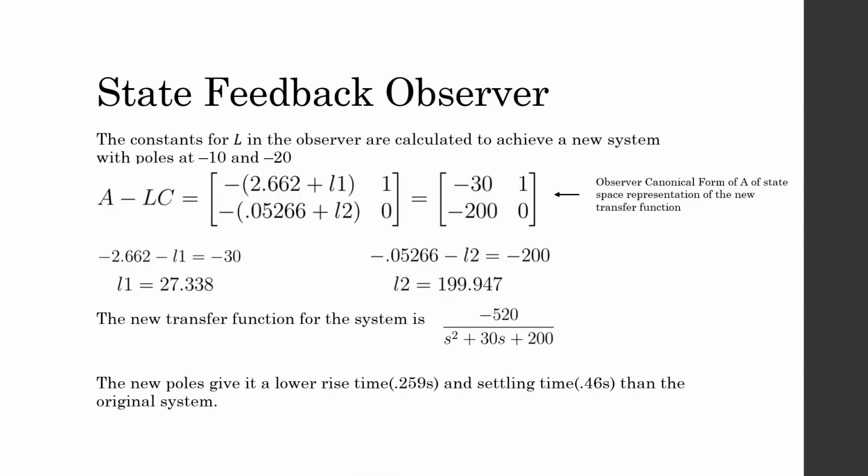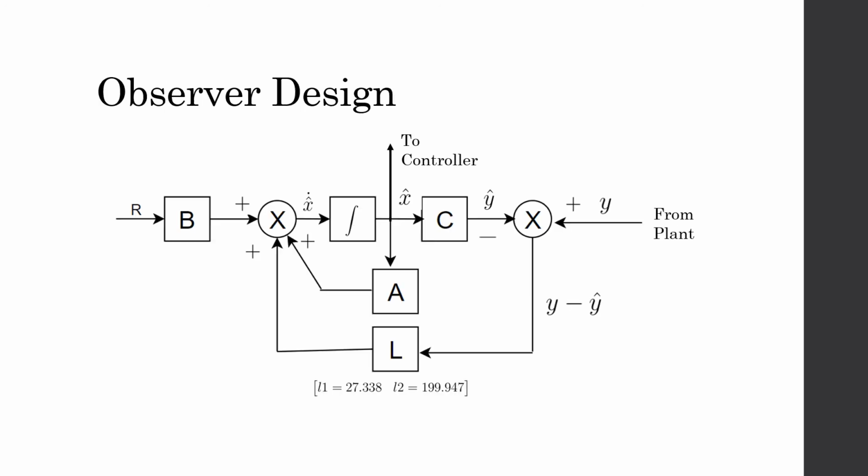To design a state feedback observer based on the added poles at negative 10 and negative 20, we first found the desired transfer function of the new system and put it into observer canonical state space representation. We then set the A matrix of the new system equal to the matrix A minus LC found using the current system with unknown values of L1 and L2. By setting the two matrices equal to each other, we found the values of L1 and L2. The added poles give the system a lower rise and settling time than the original system. Based on the values of L1 and L2 found on the previous slide, we designed the observer as shown.